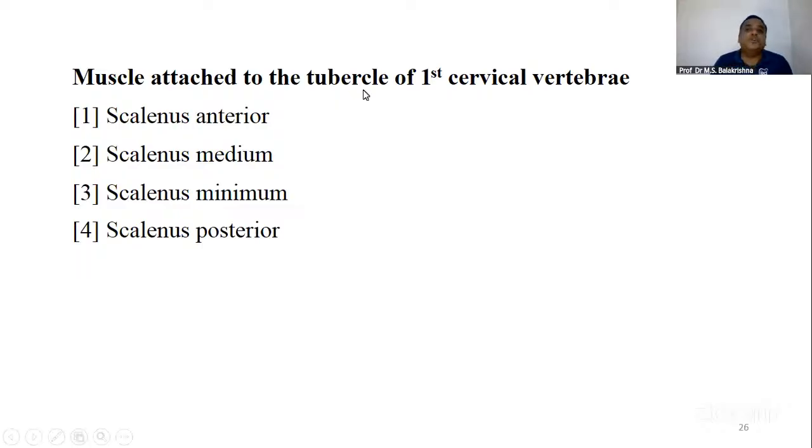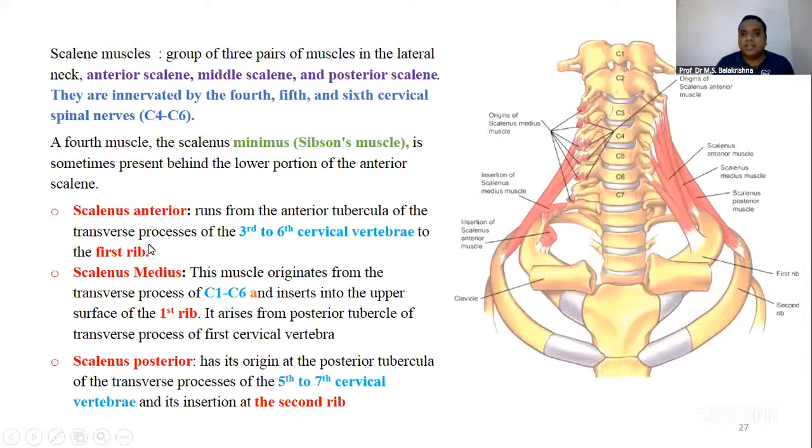Muscles attached to the tubercle of the first cervical vertebra. These are basically the boxers' muscles. When you see the Hulk and all the gym people who work very hard, these muscles become very prominent over here. So that is the question. The muscle attached to the tubercle of the first cervical vertebra is the scalenus medius muscle. Scalenus anterior is C3 to C6, and scalenus medius is C1 to C6, which was our question.